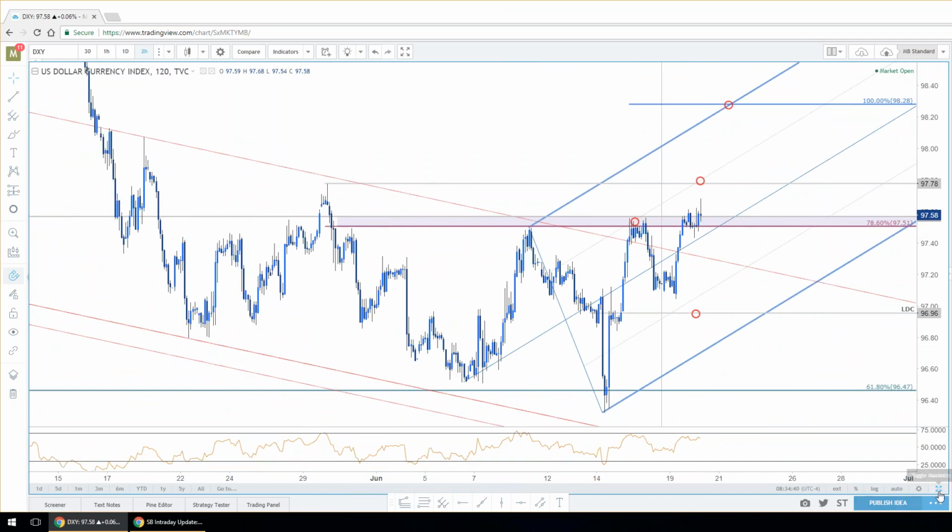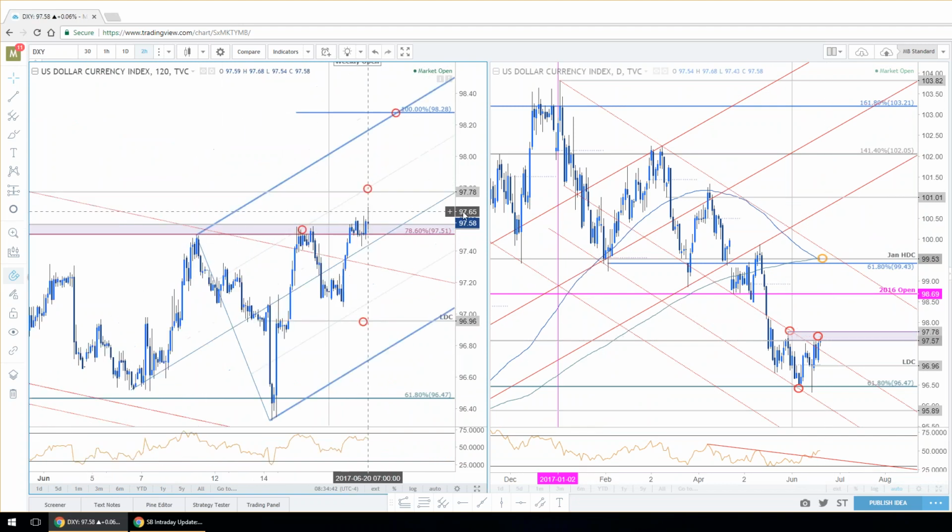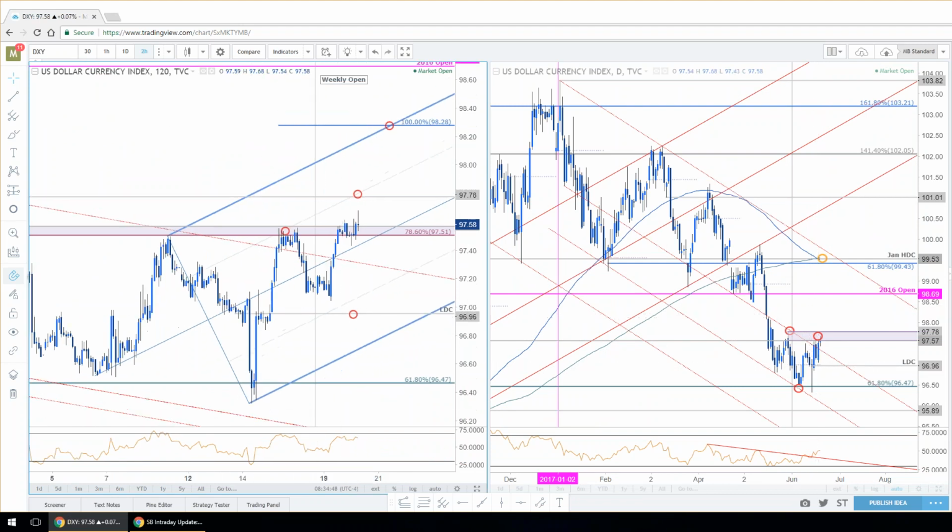All right, any questions on the dollar index before we move on? I don't want to spend too much time on this. Just focus on that major resistance into the close today. That's what I'm going to be looking for as far as a tell in the dollar crosses.